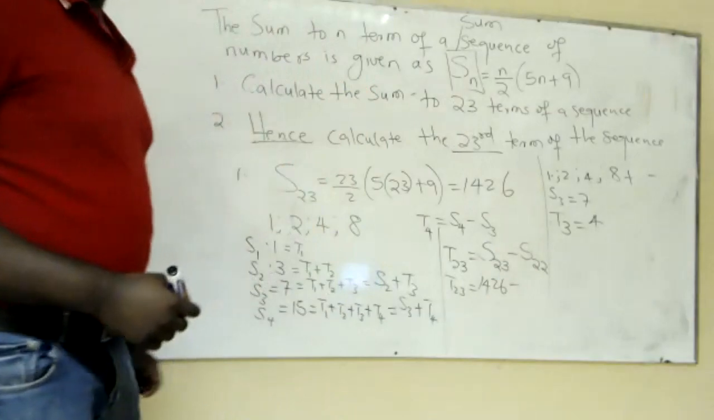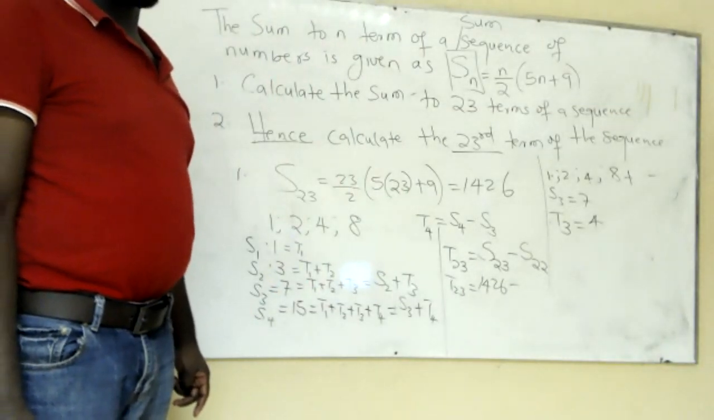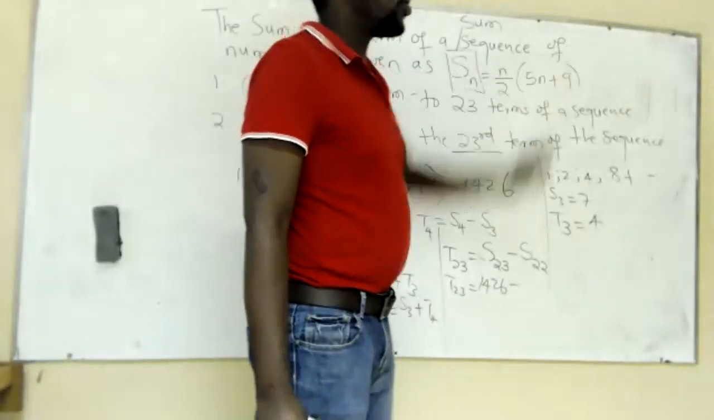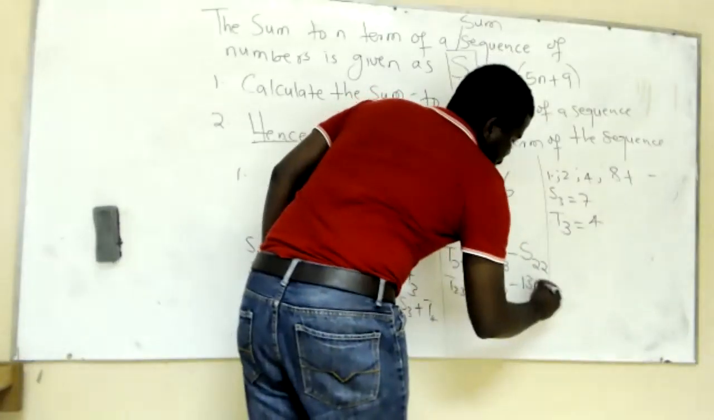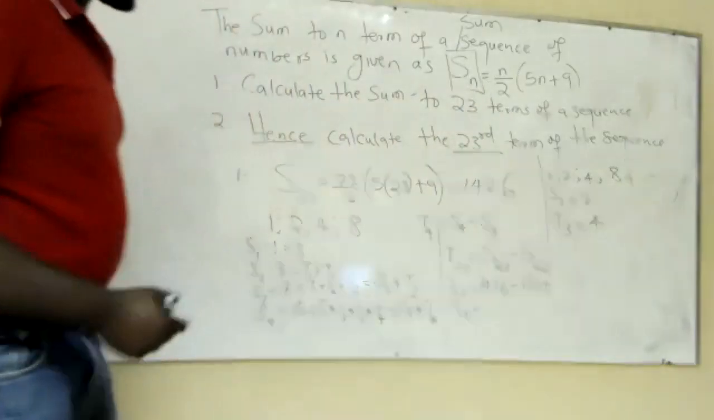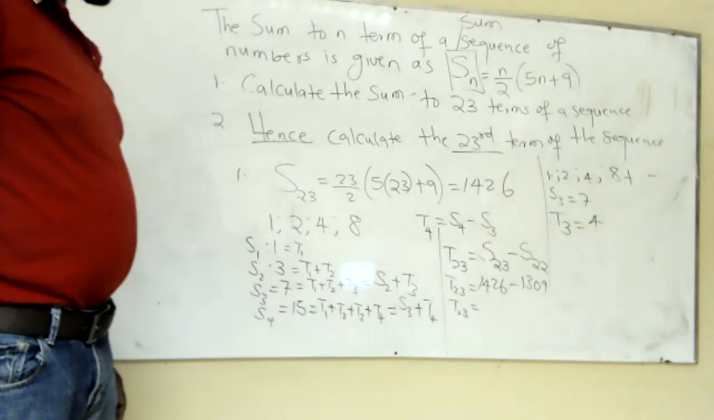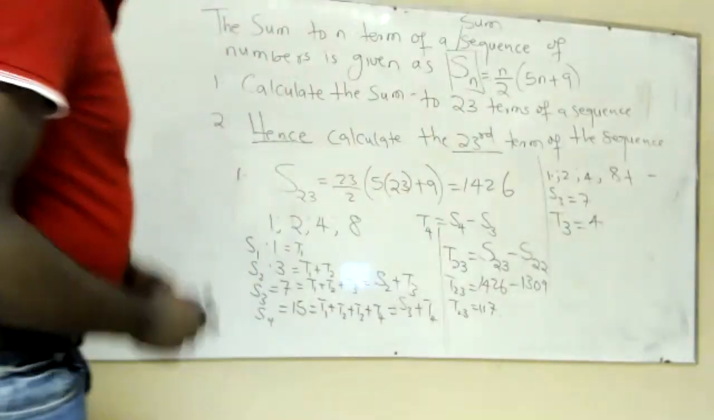Can you tell me what is S22? S sub 22, it gives you the answer of what? Just put this into your calculator. Where you have n, you substitute 22. 1309. And then can you subtract these two numbers with your calculator, and then you'll have the term that you are looking for. 117. So this is the term we are looking for.